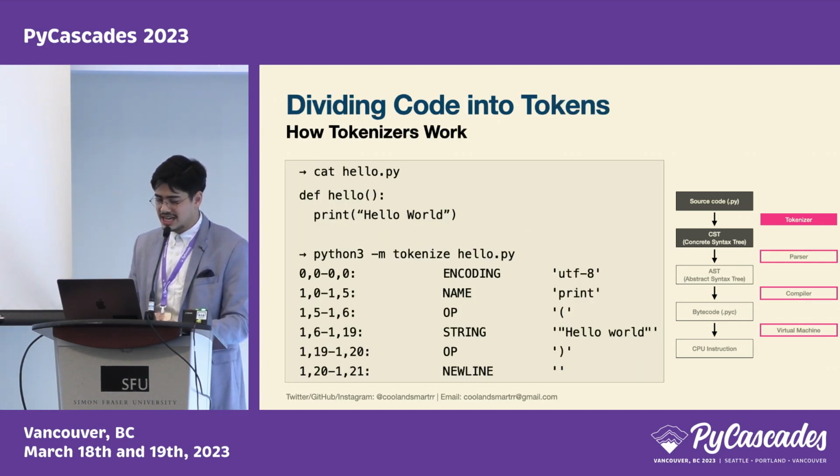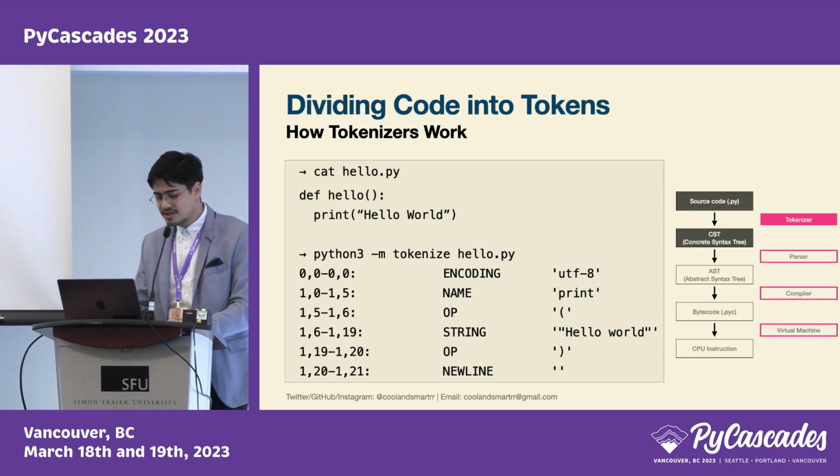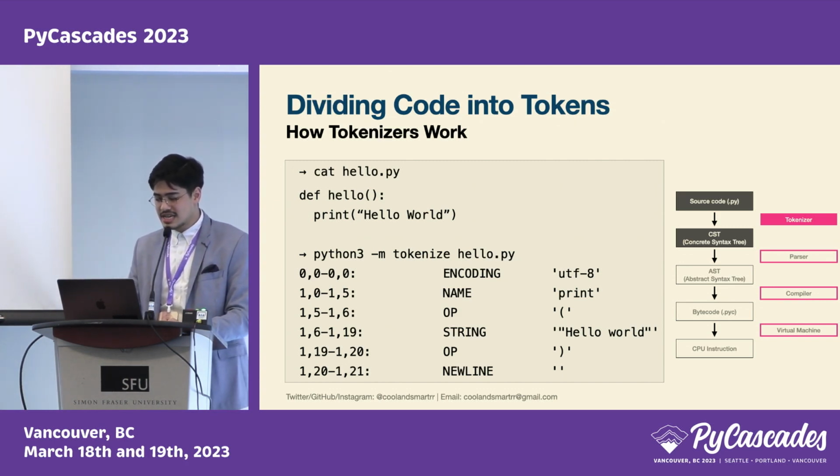So how does a tokenizer work? Well, I think the best way to explain it is to see an example. So here we have a lovely hello world function, and let's see how a tokenizer can handle that. You could just use a tokenizer by using the module tokenize. And here the output shows the nitty-gritty of the tokens.